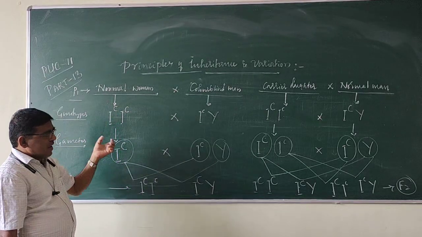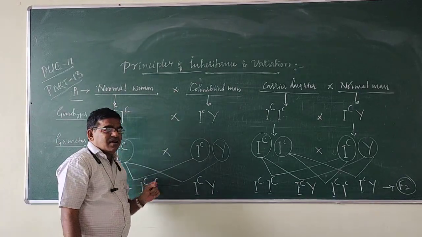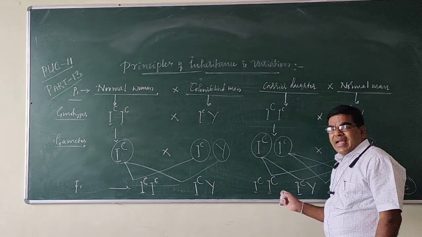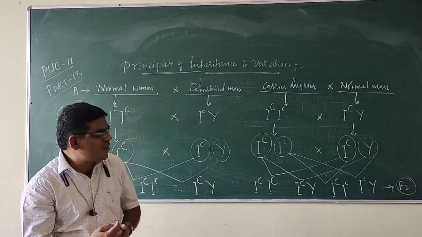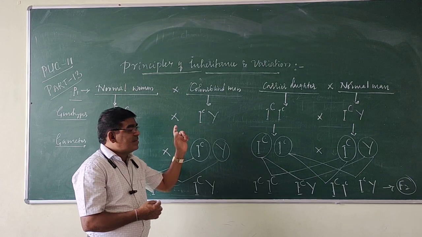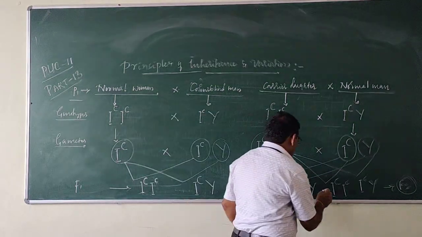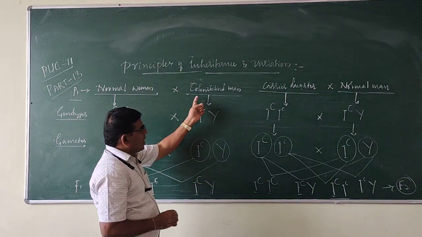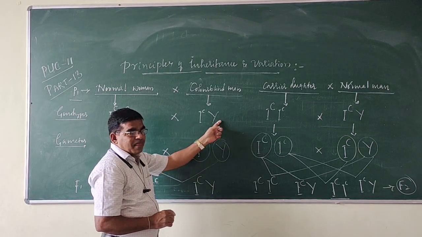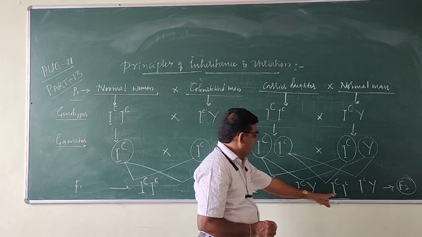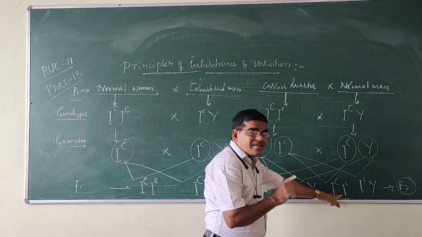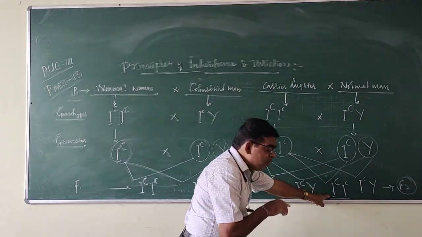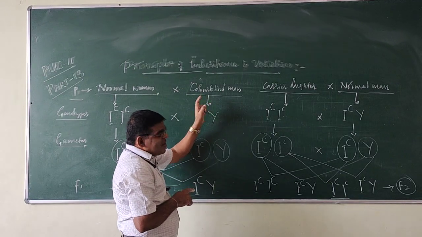Pattern of inheritance of color blind: how color blindness is transferred from father to grandson. Here also, color blind follows crisscross inheritance, zigzag inheritance, because the daughter is a carrier. She carries the gene for color blind from her father's side. So daughters are always carriers of color blind, and the gene is carried from the father.